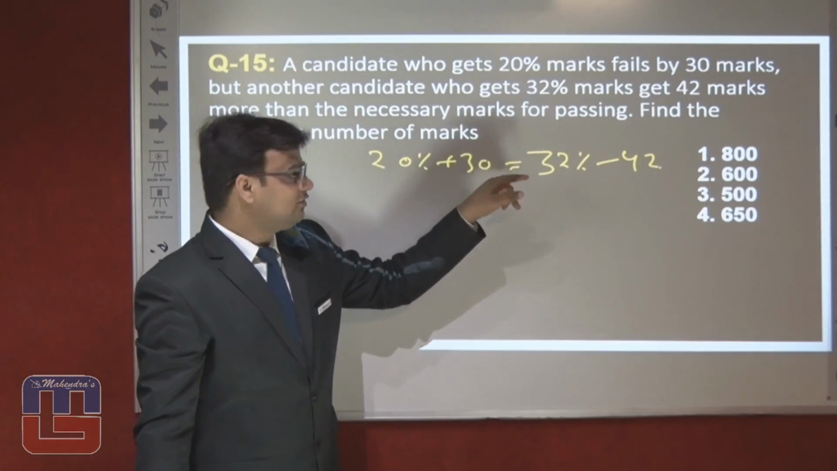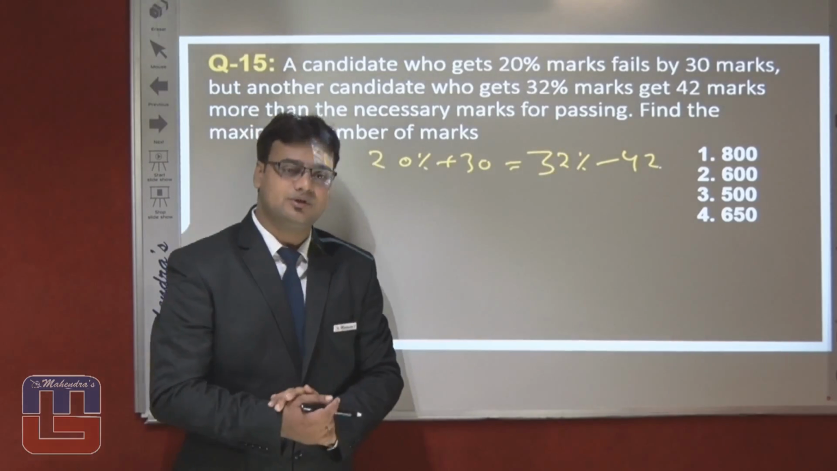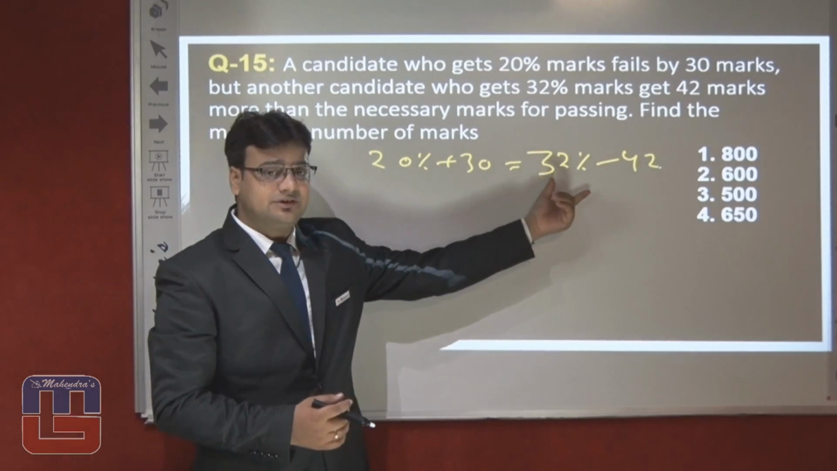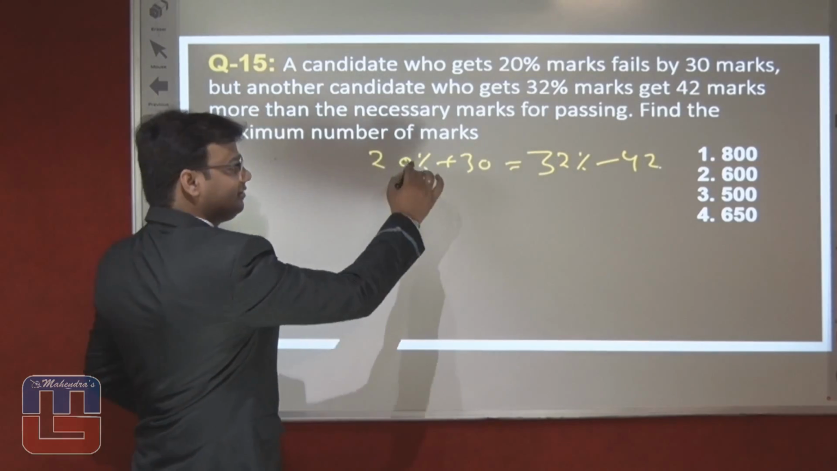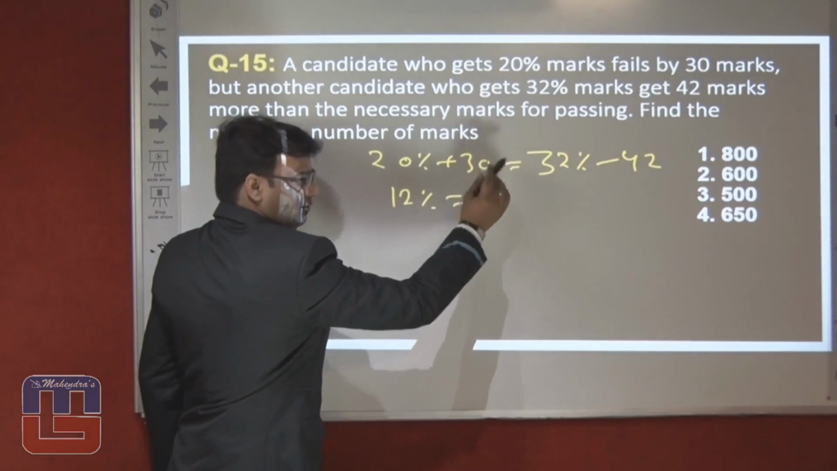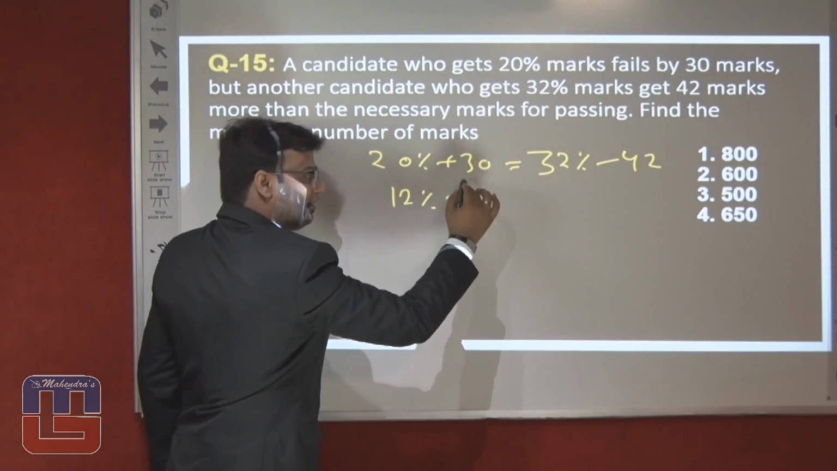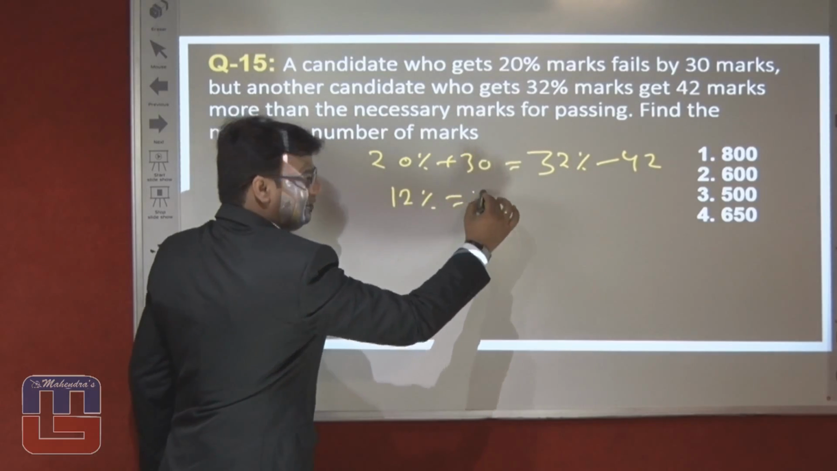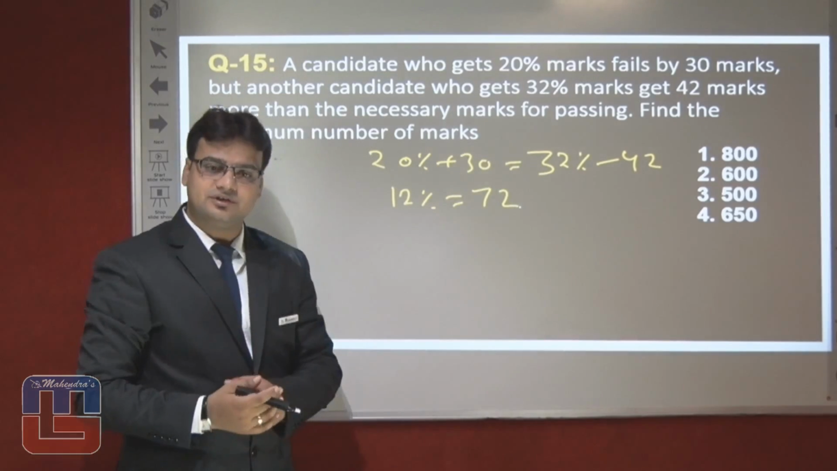20% plus 30 is equal to 32% minus 42. If we bring the percentages to one side, then what will we get? 12% is equal to... it comes here, then 42 plus 30 is 72. So 12% is equal to 72.